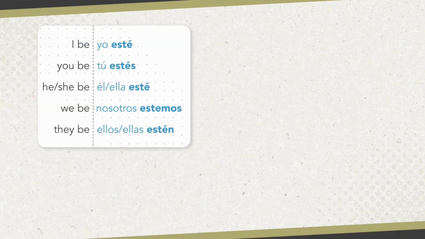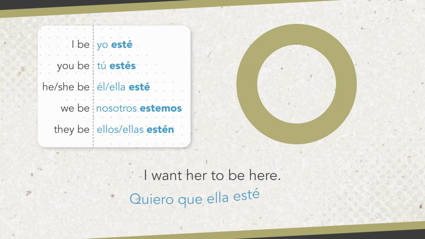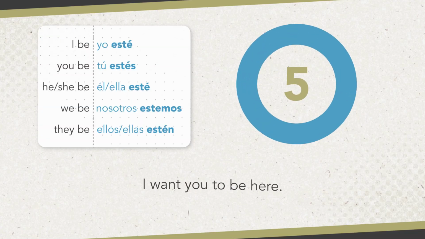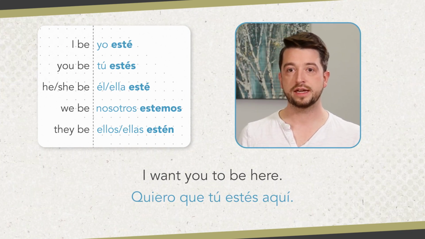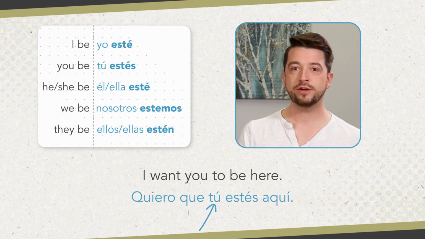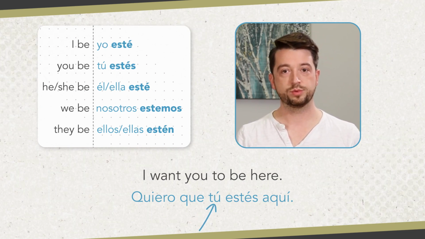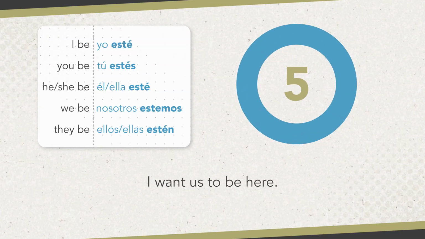aquí. Next, I want her to be here. This is quiero que ella esté aquí. Literally, I want that she be here. I want you to be here. This is quiero que tú estés aquí. And it could also be quiero que estés aquí, like we've been using throughout the video. The word tú here may or may not appear. Don't worry about it. We'll cover whether or not this would be here in a different video. Either way, it's correct. Next example. I want us to be here.